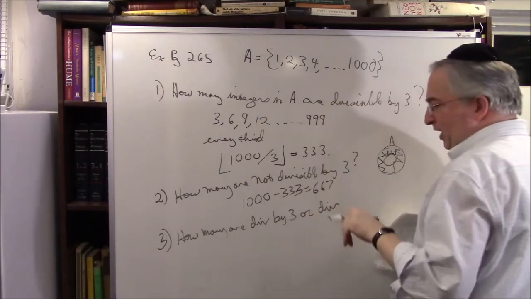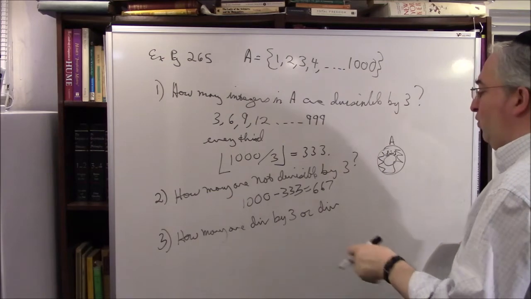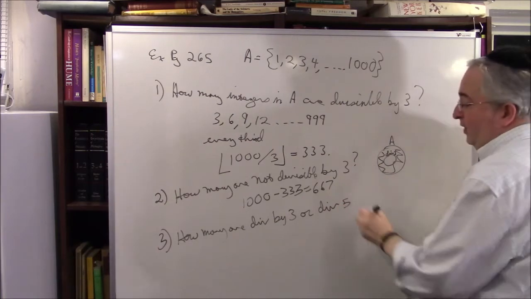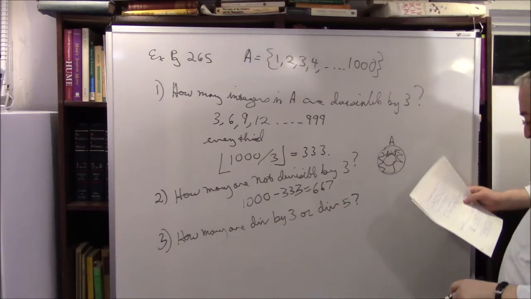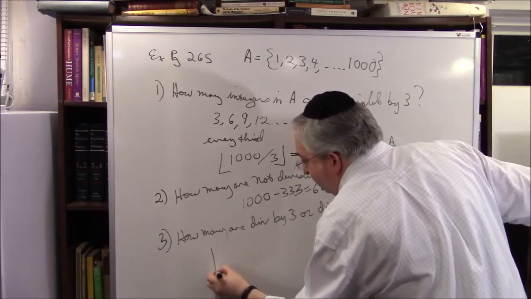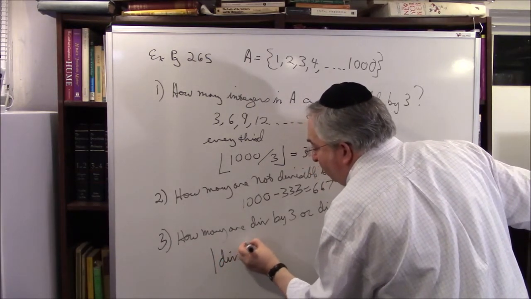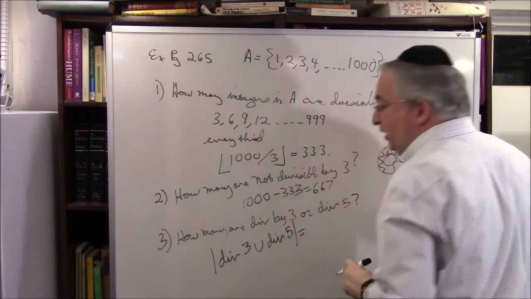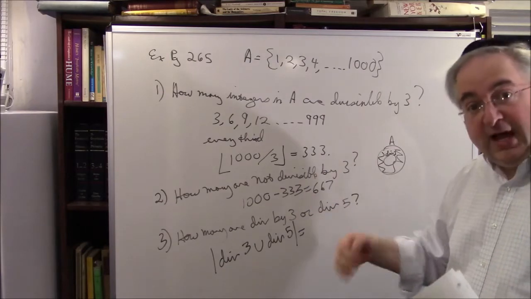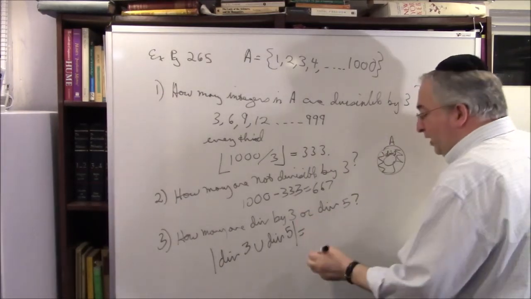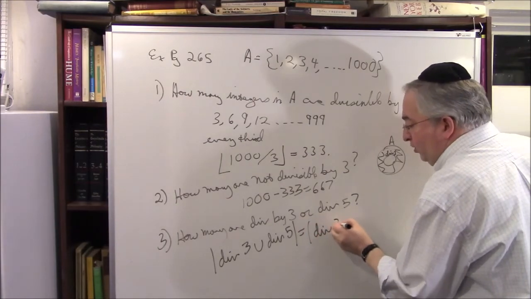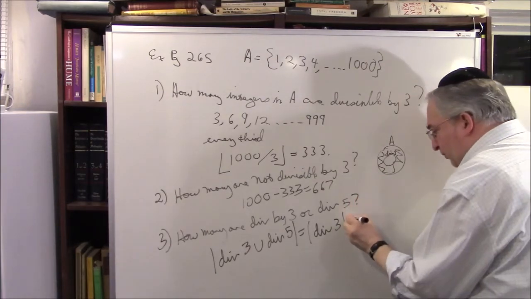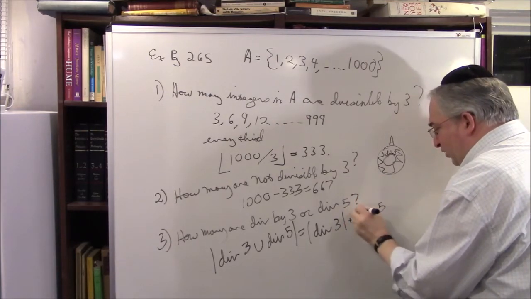Next, 3. How many are divisible by 3 or divisible by 5? I'm being a little bit careful with my English. I would have said divisible by 3 or 5, but I want to be explicit. Divisible by 3 or divisible by 5? Okay, and so the answer is divisible by 3 union divisible by 5 equals, try to do this on your own. Press stop, try to do it on your own. Okay, start over. You get div 3, let's just follow the union rule, plus div 5, those divisible by 5.